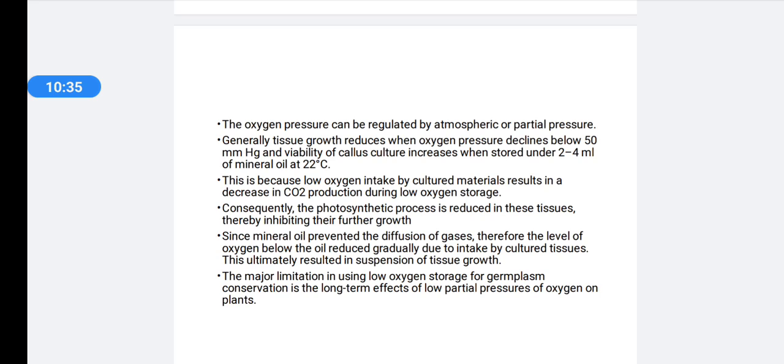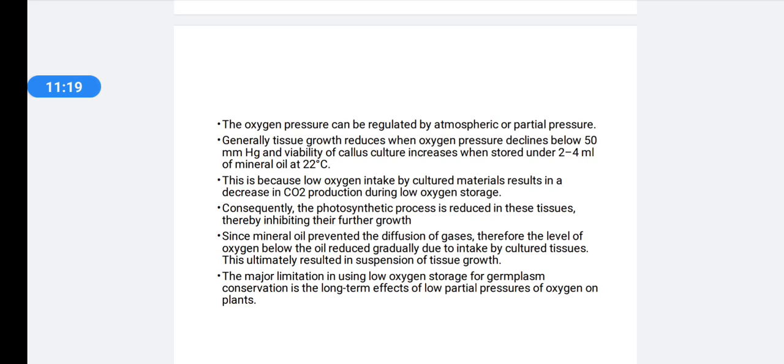The next technique is low oxygen pressure. The oxygen pressure can be regulated by atmospheric or partial pressure. Generally the tissue's growth reduces when this oxygen pressure declines below 50 mm Hg, and the viability of the callus culture increases when they are stored under 2 to 4 ml of mineral oil at 22 degrees Celsius. Why is that? Because when we are overlying with the mineral oil, there is a low oxygen intake by the culture materials, and that results in decreased production of CO2. So that is a technique for low oxygen storage.